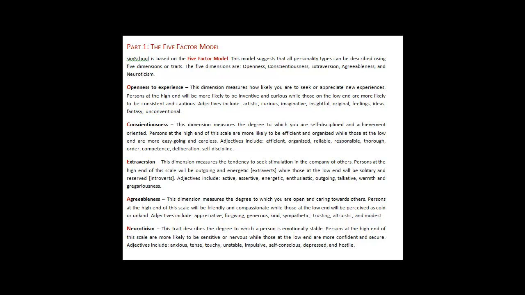The next factor is conscientiousness, and this one is the degree to which you are self-disciplined and achievement-oriented. People at the high end of this scale are more likely to be efficient and organized, while those at the low end might be considered a little bit careless. And of course, adjectives associated with somebody at the high end would be efficient, organized, reliable, responsible, thorough, orderly, competent, deliberative, and self-disciplined.